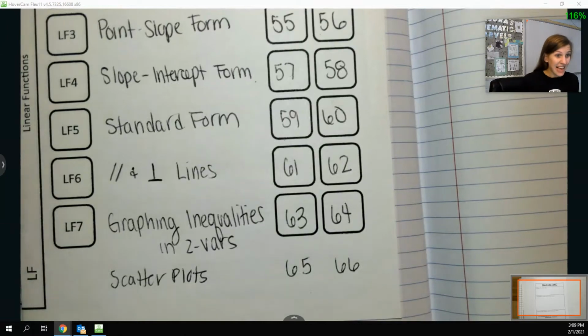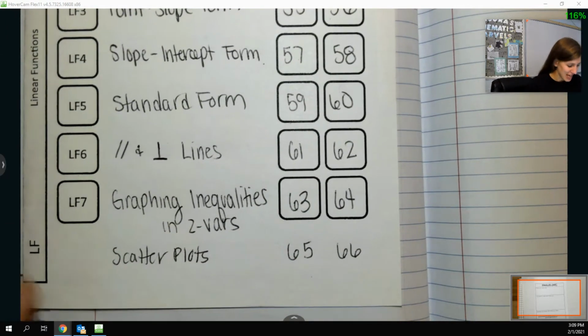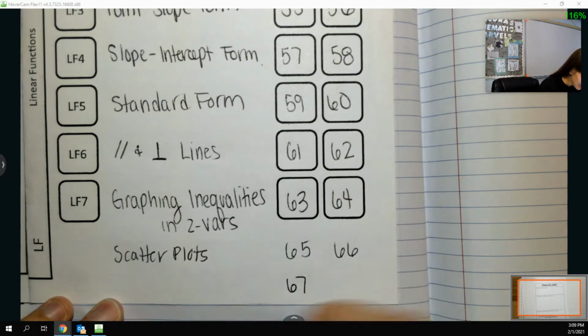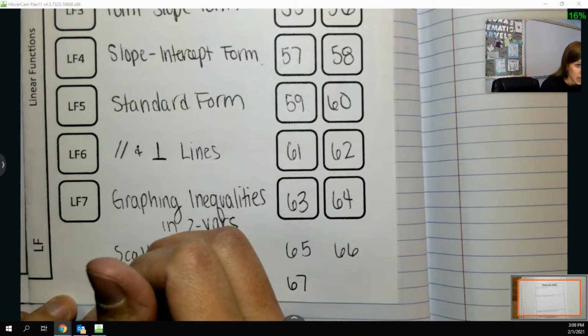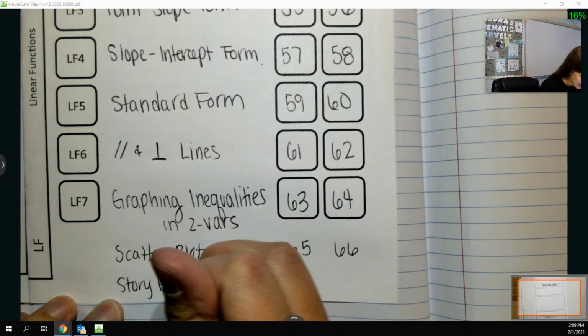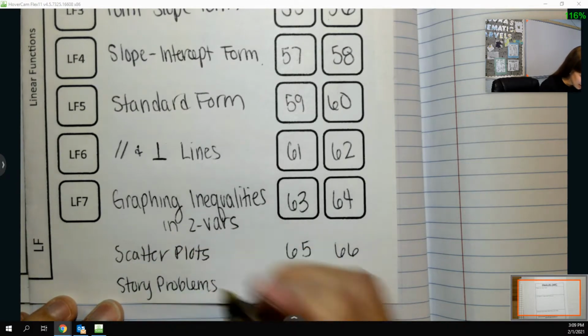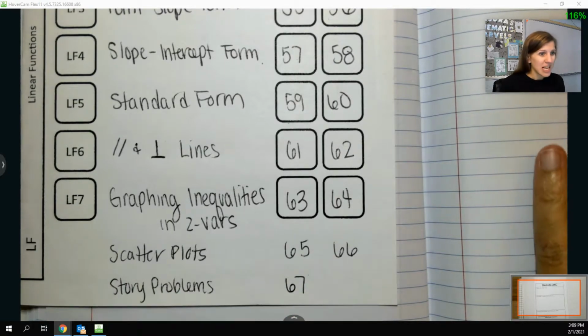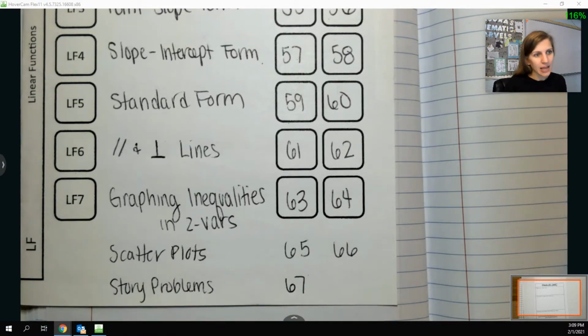Right, guys, last one for linear functions. We are going to do page 67, and we're going to talk about story problems, your fave, and kind of how we can solve by graphing. So that's sort of interesting. Okay, so on 67, we'll do story problems. This should be the very last one in your packet.